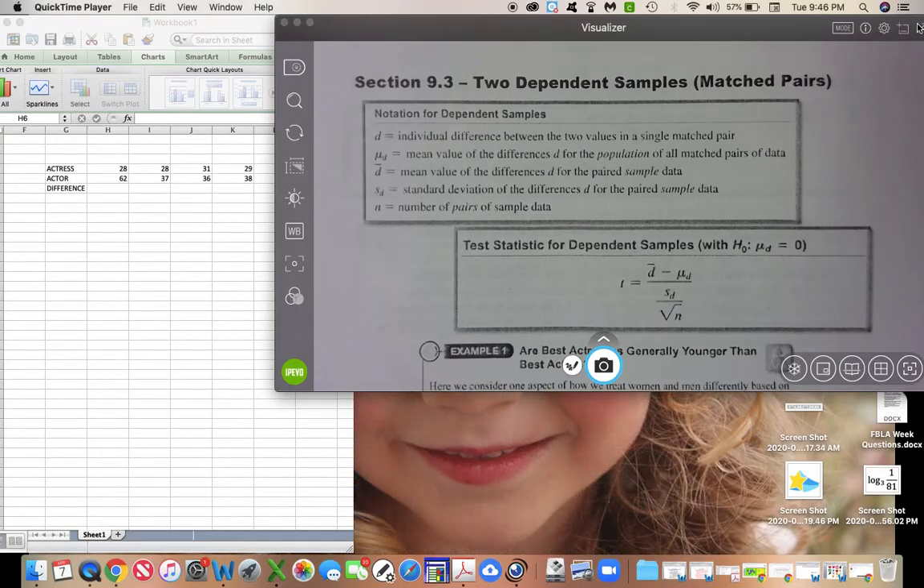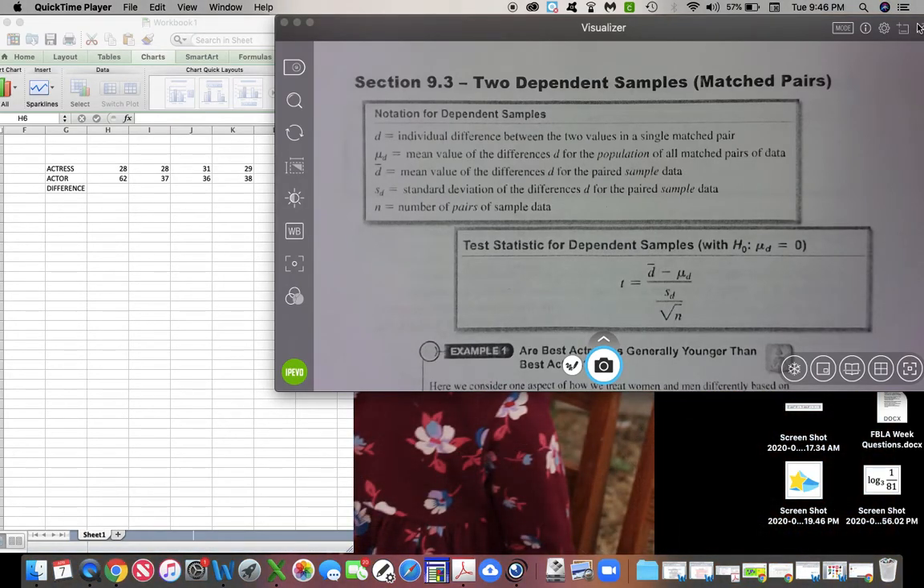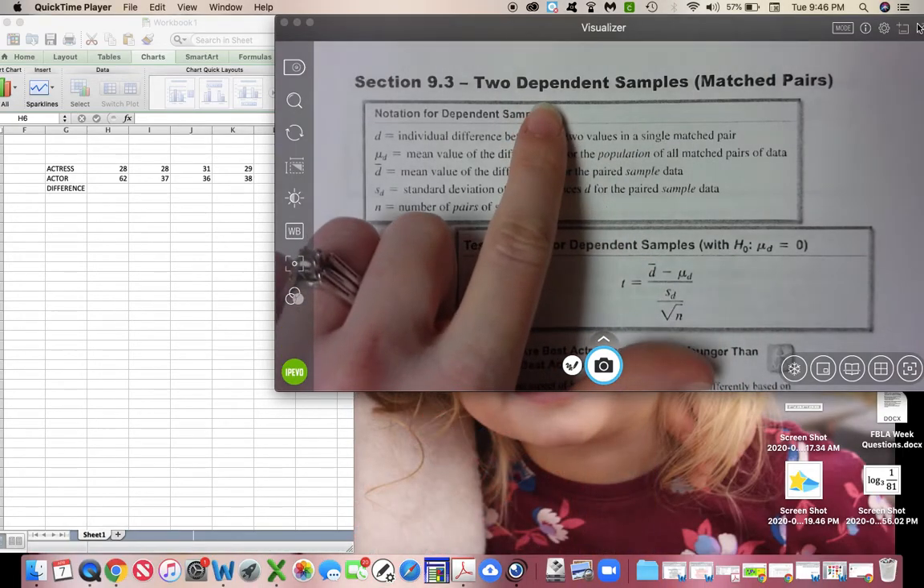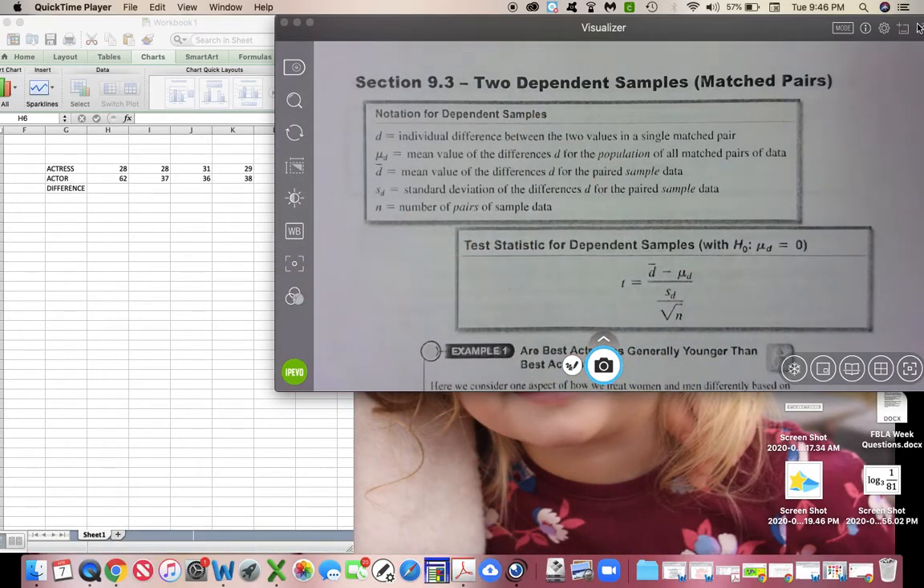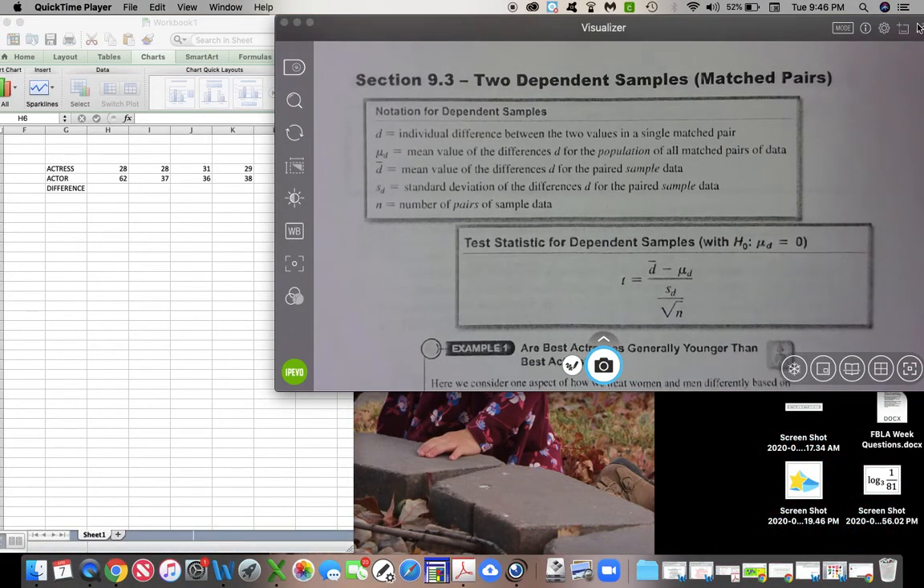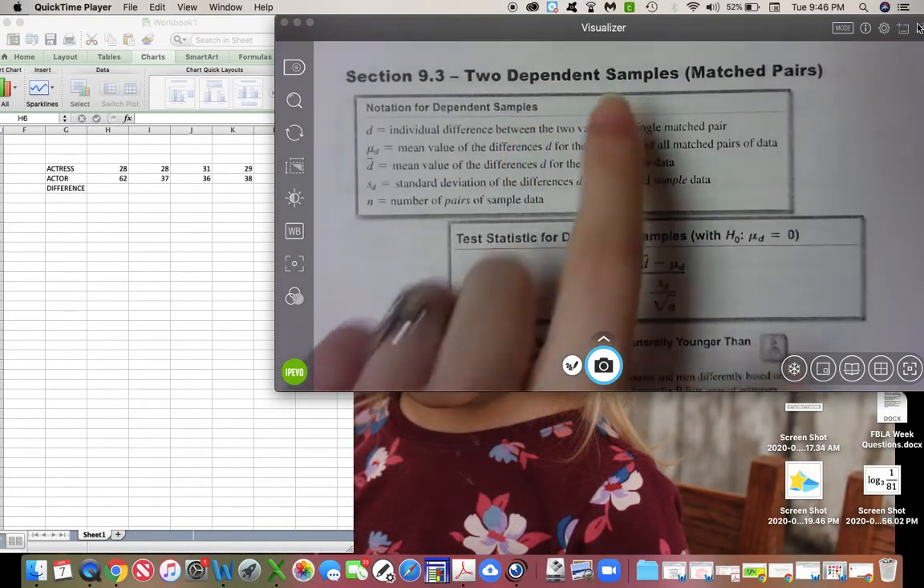Okay, stats, this is section 9.3. Lots easier than section 9.2 because this formula is smaller. But this one is coming from dependent samples. So we talked last time about independent samples, samples that didn't really have anything to do with each other. You kind of had two data sets, but these ones are going to be dependent samples, okay?